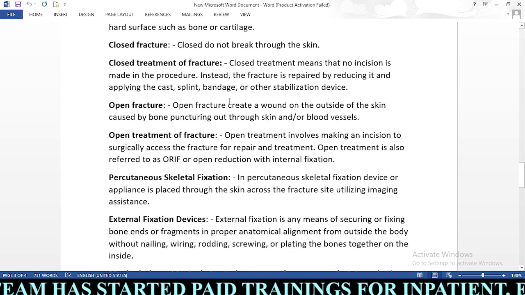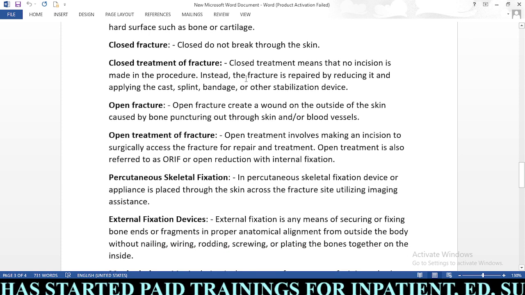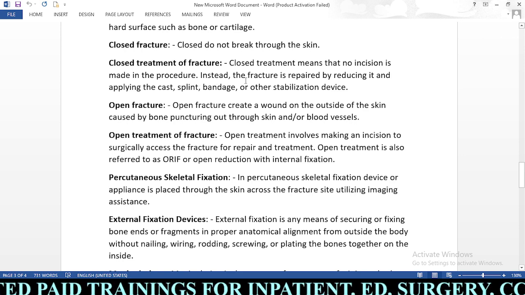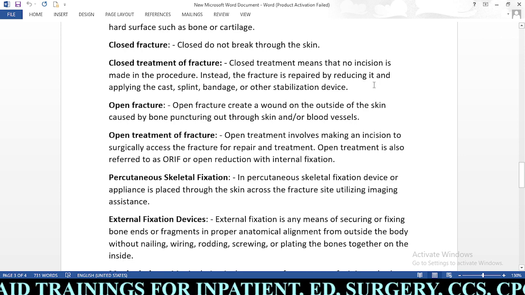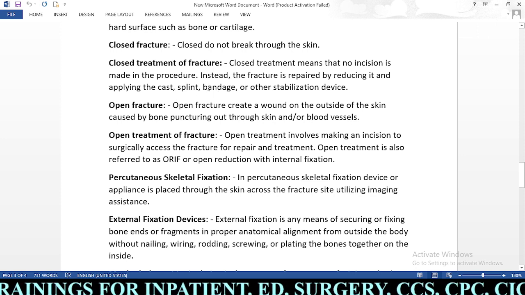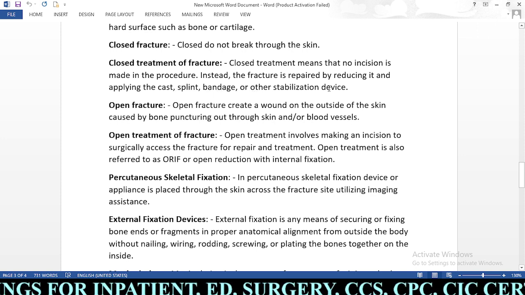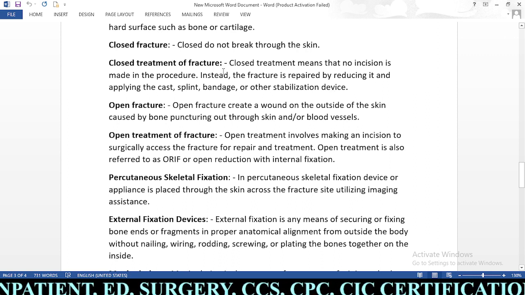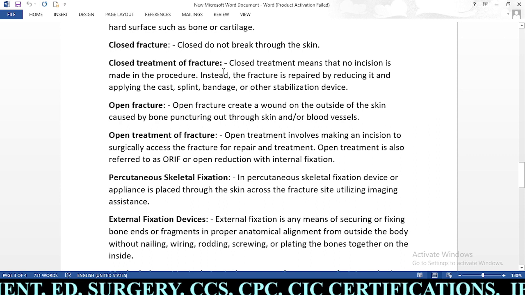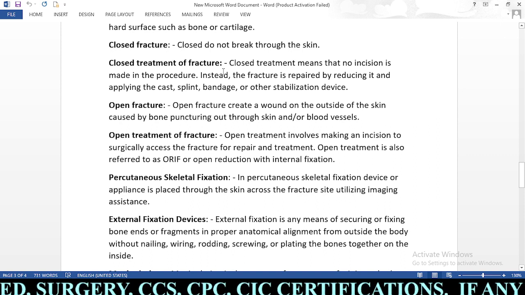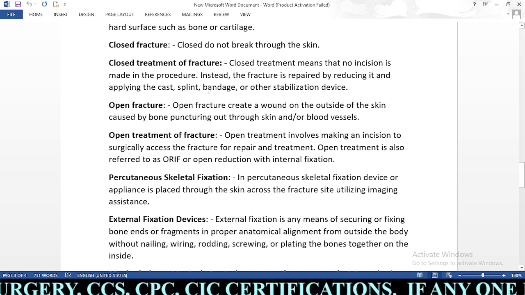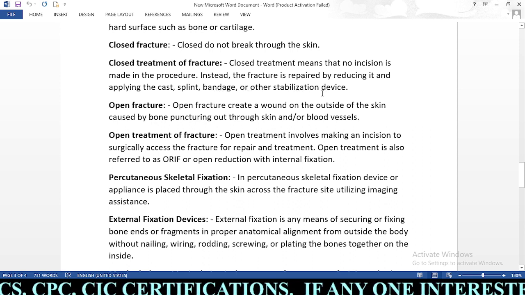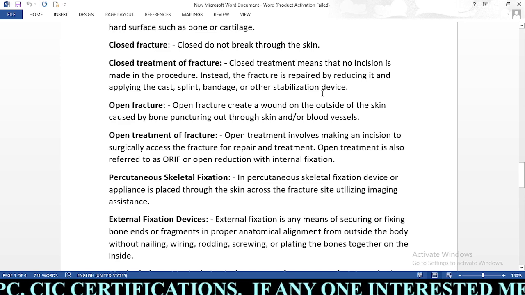What is closed treatment of fracture? Closed treatment means that no incision is made in the procedure. Instead, the fracture is repaired by reducing it and applying a cast, splint or bandage or any other stabilization device. So basically in closed treatment of fracture, the physician will not create any incision and will use a cast, splint, bandage or any other stabilization device in order to treat closed fractures.